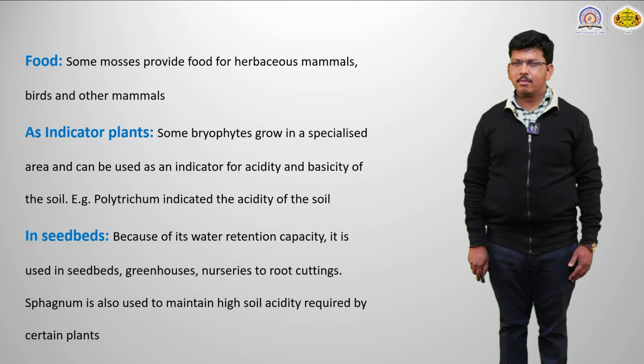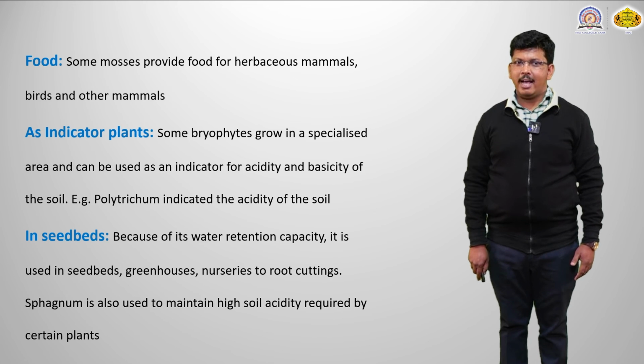Next economical importance is food. As a source of food, different Bryophyta are used, for example mosses and some Riccia, or Marchantia, also used for food or fodder purposes for human beings as well as other animals and birds.